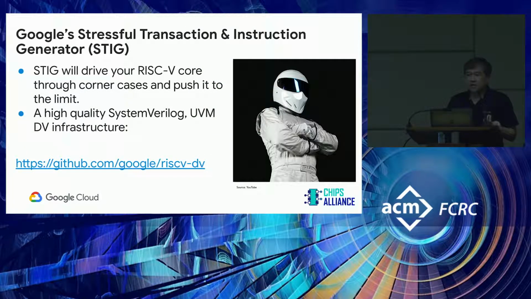So I don't know who here is a fan of Top Gear, but if you know Top Gear, you know what I'm talking about. Our stressful instruction generator will really drive your RISC-V core through corner cases and push it to the limit, right? That was the intent of it. We open sourced it, and it's going into CHIPS Alliance. And it's built on SystemVerilog and UVM.